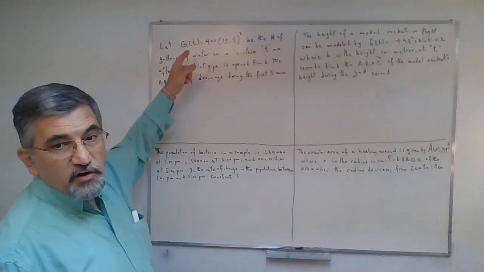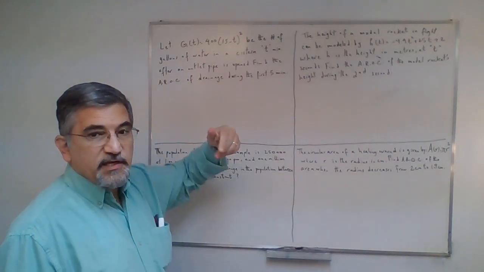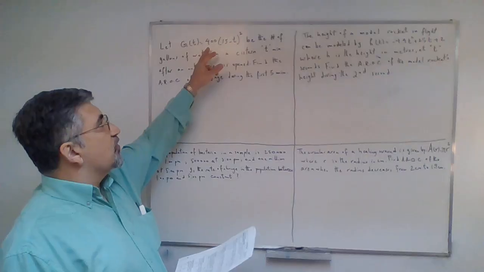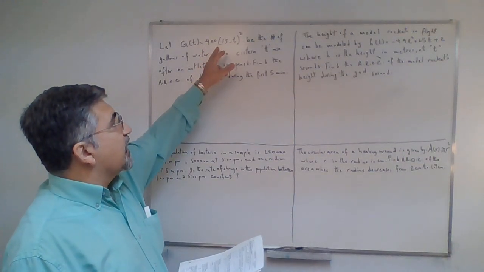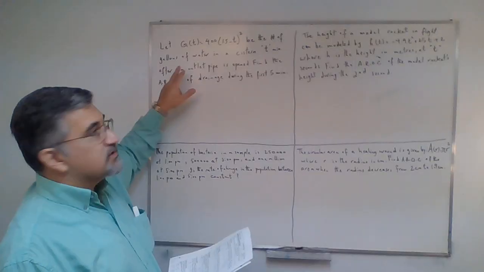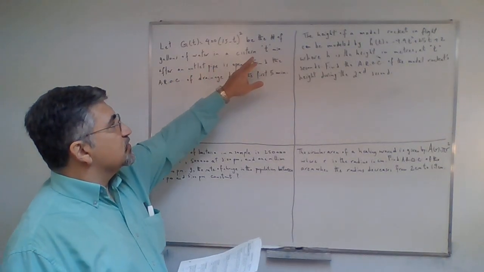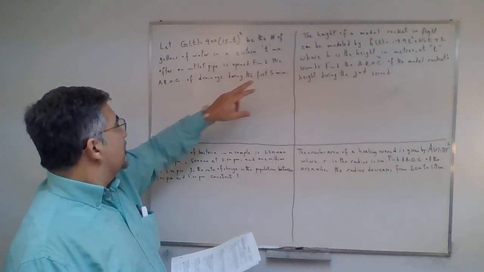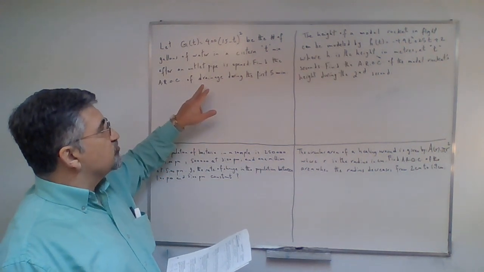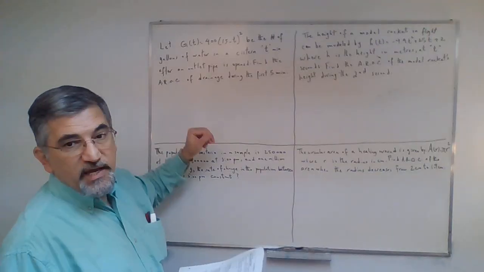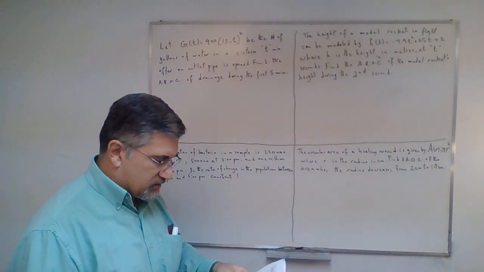It says let g of t, this g of t is just like f of x using function notation. G of t equals 400 times brackets 15 minus t all squared be the number of gallons of water in a cistern t minutes after an outlet pipe is opened. Find the average rate of change of drainage during the first 5 minutes. That's the average rate of change we want to calculate.